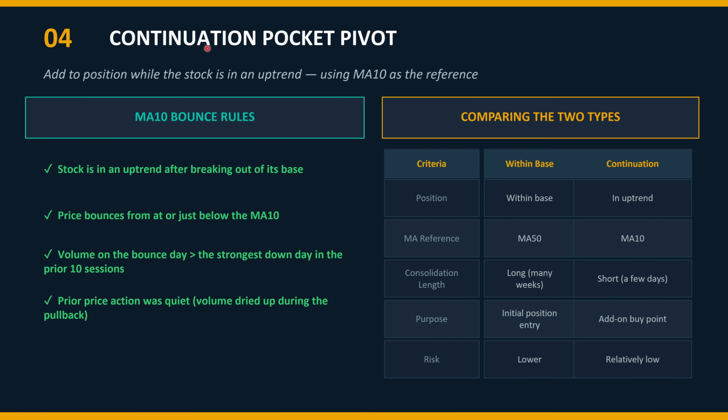Pocket pivot is not limited to base patterns. Once a stock has broken out and is in an uptrend, we can use continuation pocket pivots to add to a position. 4 rules for a bounce off the 10-day MA.